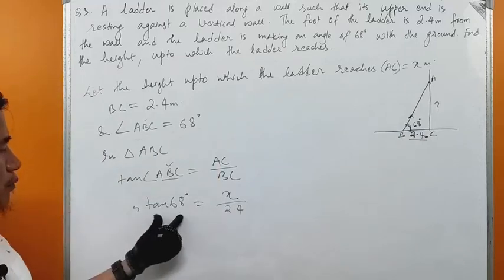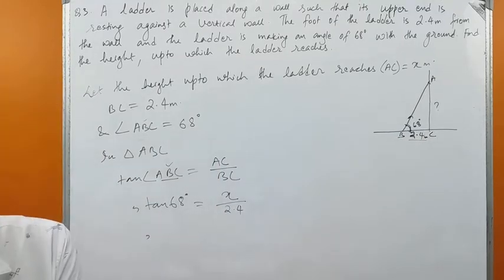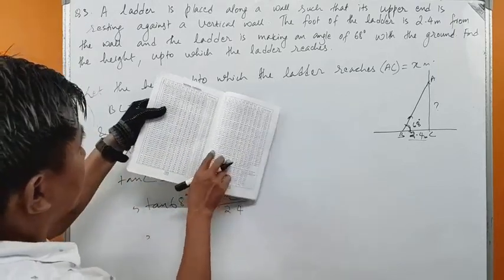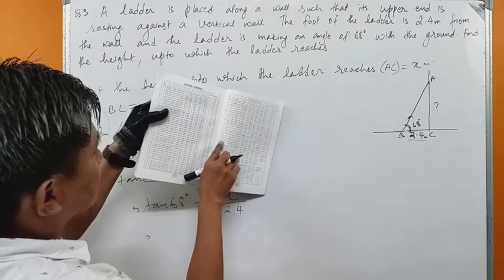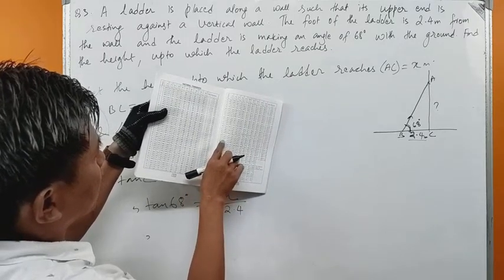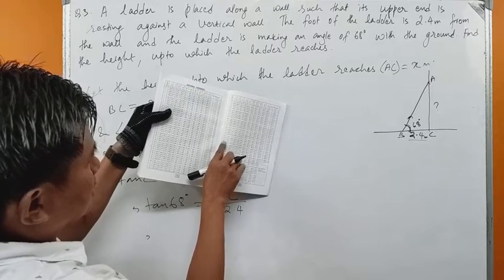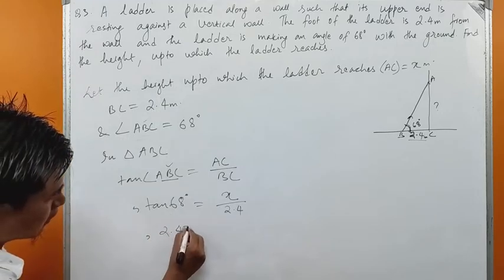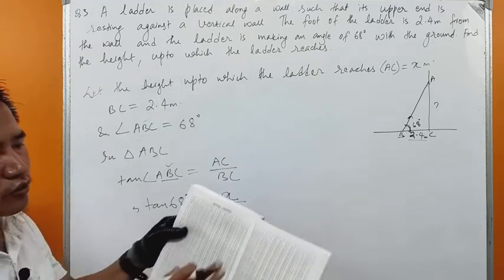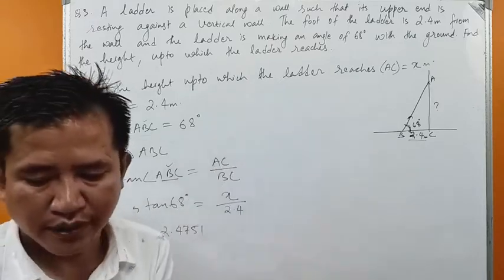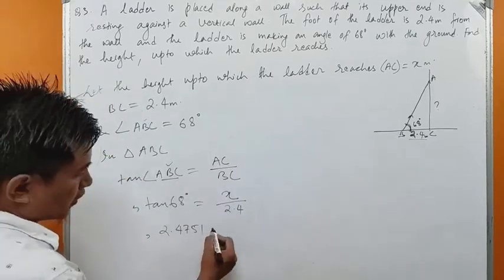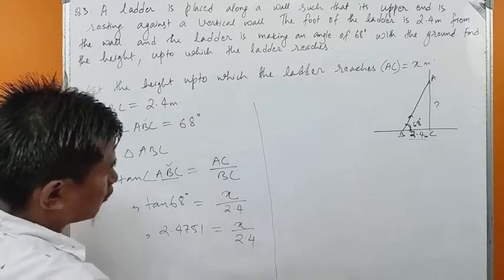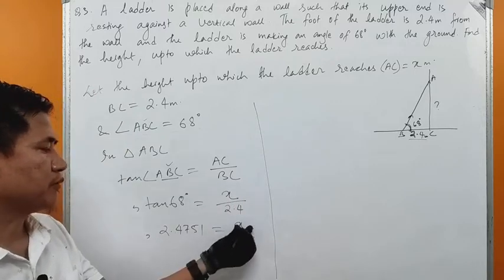Okay, so now we put the value of tan 68 degree. You can find the value of tan 68 degree on page number 455. Tan 68 degree is 2.4751. You don't need to memorize all this. This table will be provided to you during examination. So 2.4751 equals x upon 2.4. Now all we need to do is multiply these two numbers, that will be the value of x, isn't it?